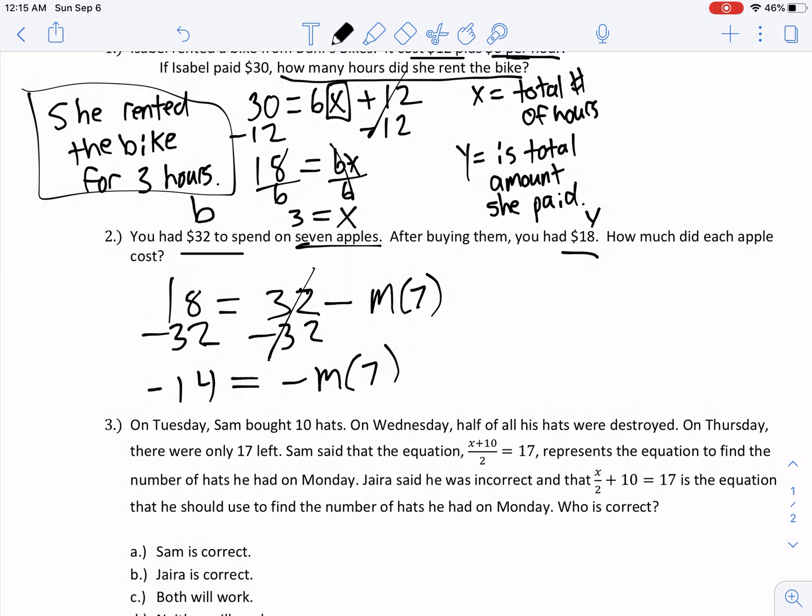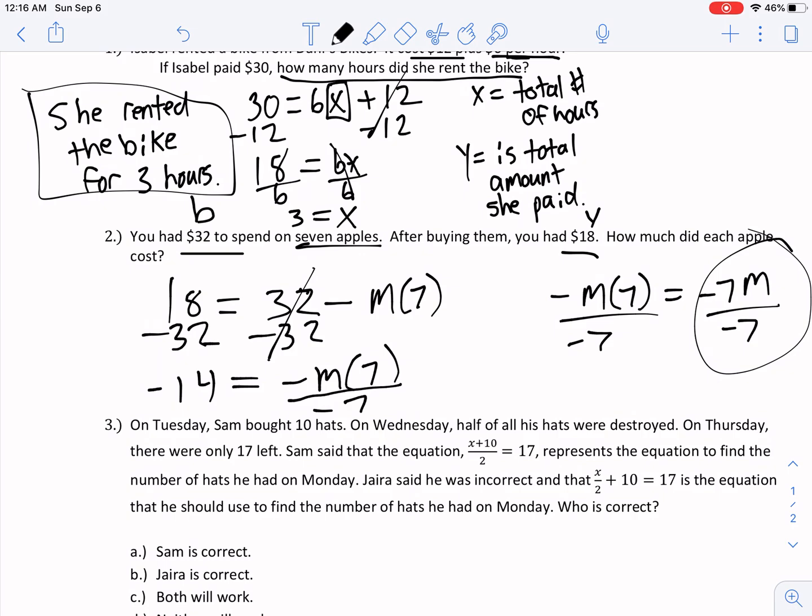But notice, it's not just a 7. There's a negative in front of M, correct? So we don't want to just divide out the 7. We also want to divide out this negative. A good way to think of this is this and this are the same, okay? And negative M times 7, isn't that the same thing as a negative 7 times M? Well, yeah. Okay, so I'm going to divide out a negative 7 from both sides. So we can divide out a negative 7 here just as if we would divide out a negative 7 here.